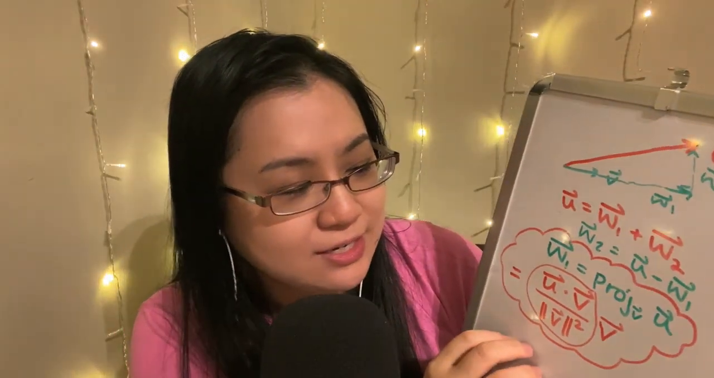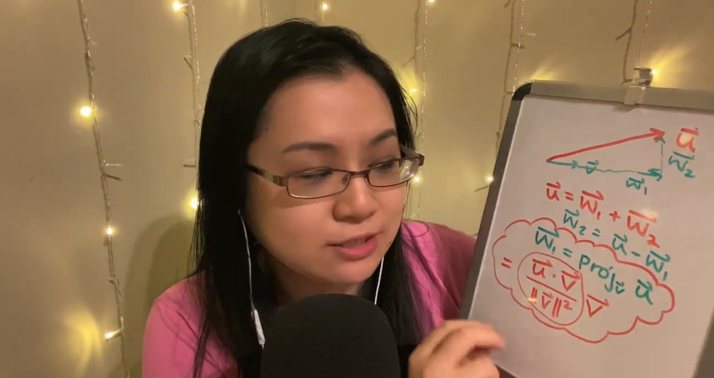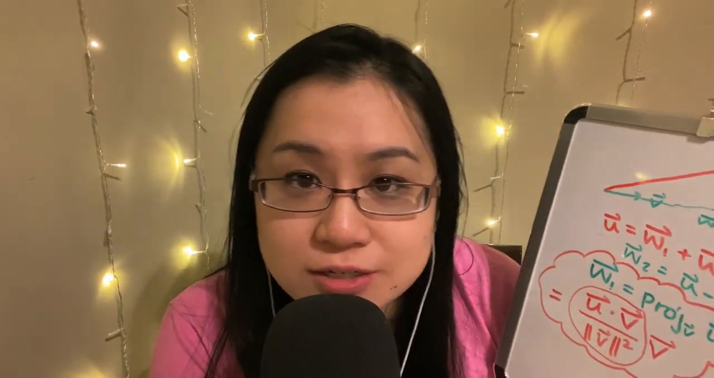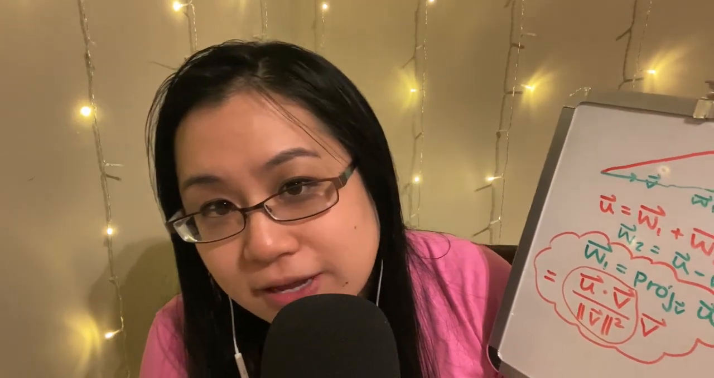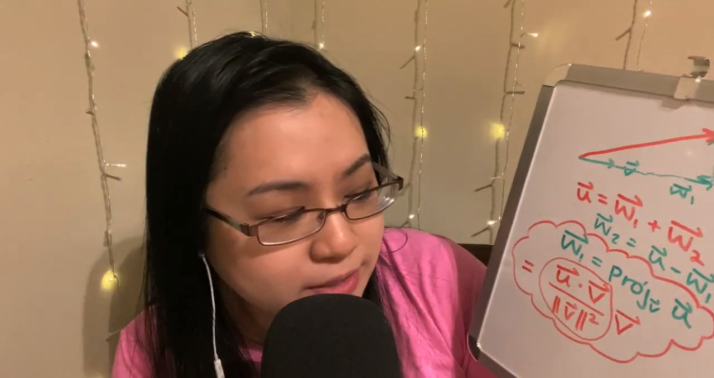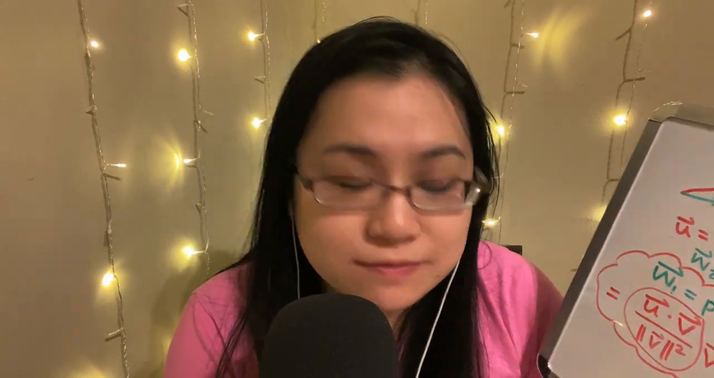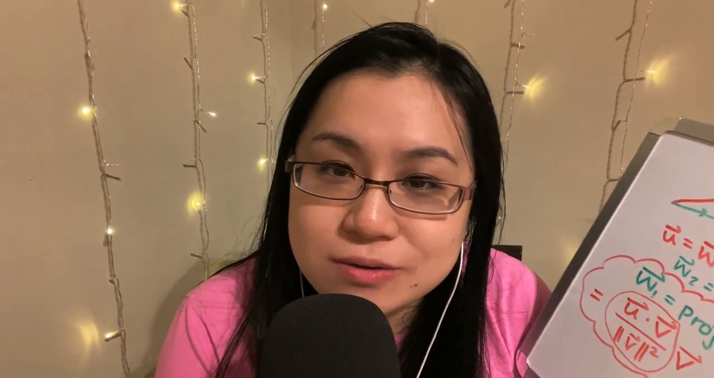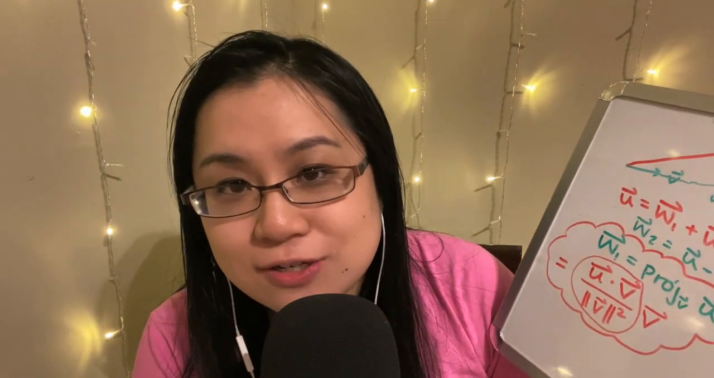The formula again is the projection of the first vector onto the second, so the projection of U onto V is U dot V divided by the magnitude of V squared. That whole thing times V, the vector V.